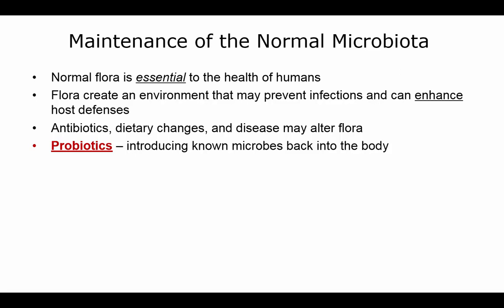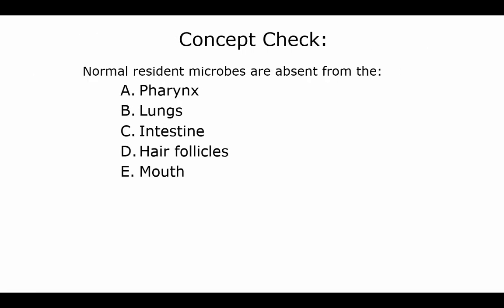So that leads us to our first concept check. Normal resident microbes are absent from where in your body? The axenic sterile environment should be in the lungs.